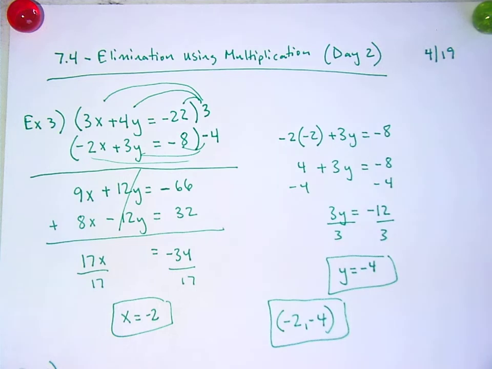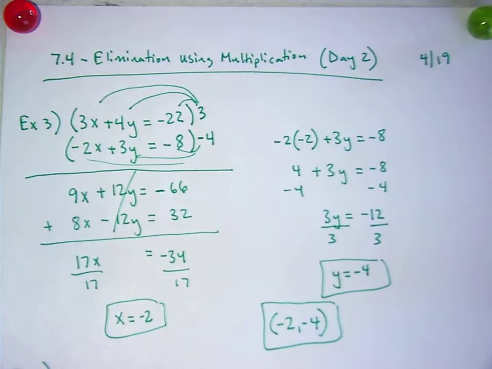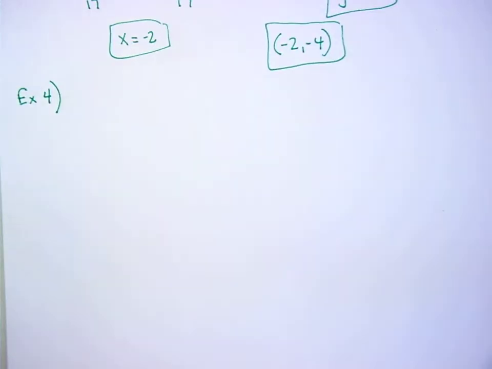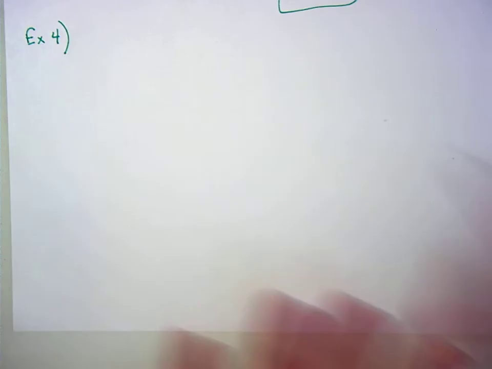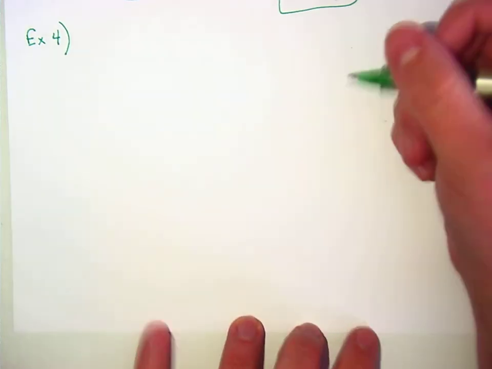All right, do you see how this really isn't too different than what we did before? It's just now we're multiplying both equations by a number. This is as complicated as it gets, by the way. All right, so we're gonna try one more just for practice, and then I'm gonna add to that assignment I already gave you.